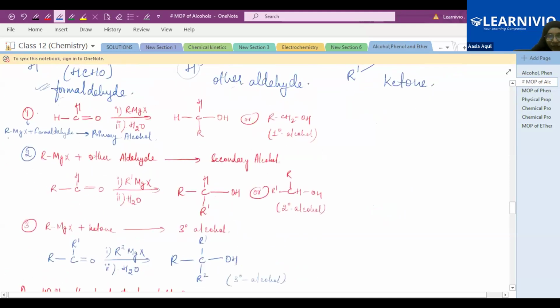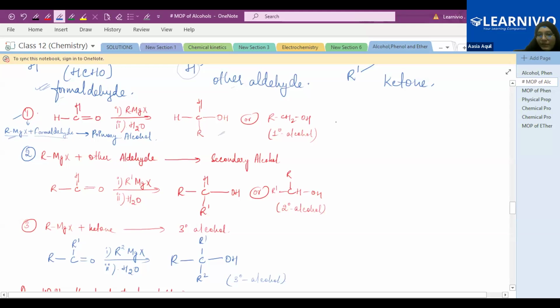First, write down RMgX plus formaldehyde. Your Grignard reagent plus formaldehyde will give you a primary alcohol. When you treat formaldehyde, HCHO, with your Grignard reagent, the product will be a primary alcohol. See the reaction: this is HCHO, the first step is RMgX, and in the second step you do the hydration. So you will get the corresponding alcohol, this is your RCH2OH.